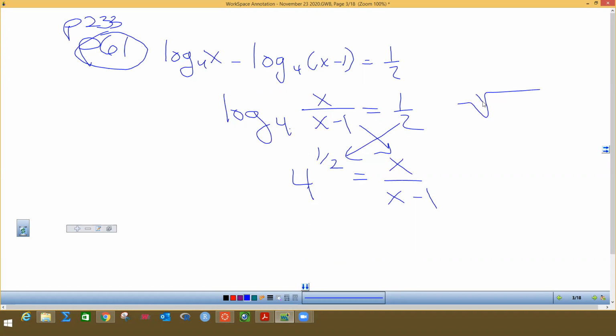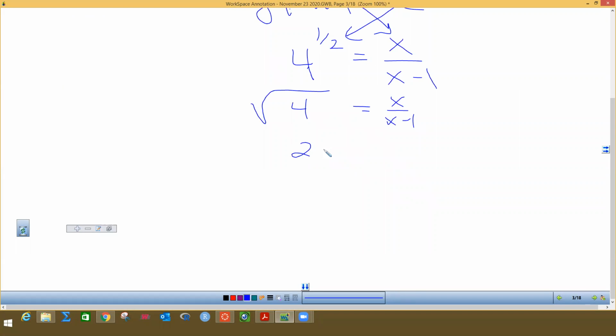Now you need to know something that we talked about. If you have a root, the rth root of b to the n can be written as b to the, and the thing inside there is your exponent on the top, and the root is your bottom part of your exponent. This is a rational or fractional exponent. So this 4 to the half, what this means is, this is the square root of 4 equals x over x minus 1. So I hope you all know the square root of 4. The square root of 4 is 2. So I get 2 equals x over x minus 1.